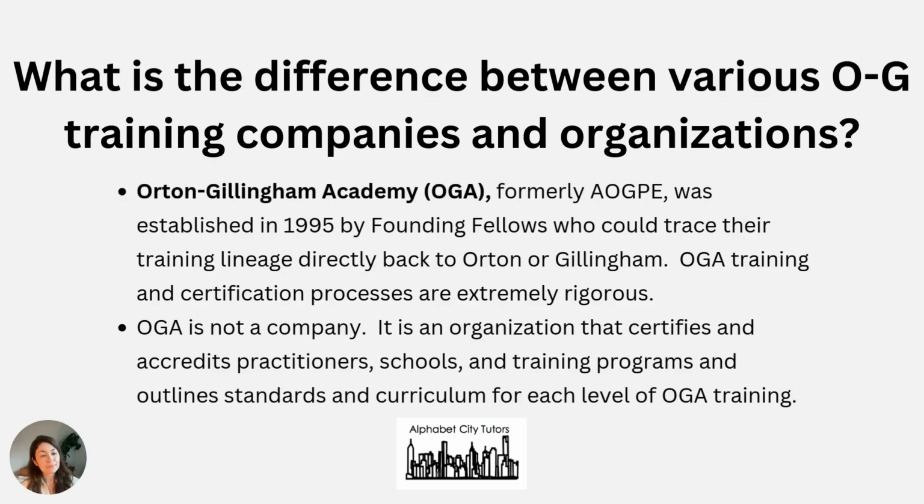And so you're really not able to get the certification unless you've gone through that work and you really know what you're doing. The Orton-Gillingham Academy is not a company. It's really an organization. It provides certification. It accredits schools and trainings. It sets the standards and the curriculum for each level of training. It does a lot of amazing work, like hosting a fabulous conference every year, but it's not the same uniform product as if you do a training with a company. Companies are just run in a different way. We're a collection of individual members.